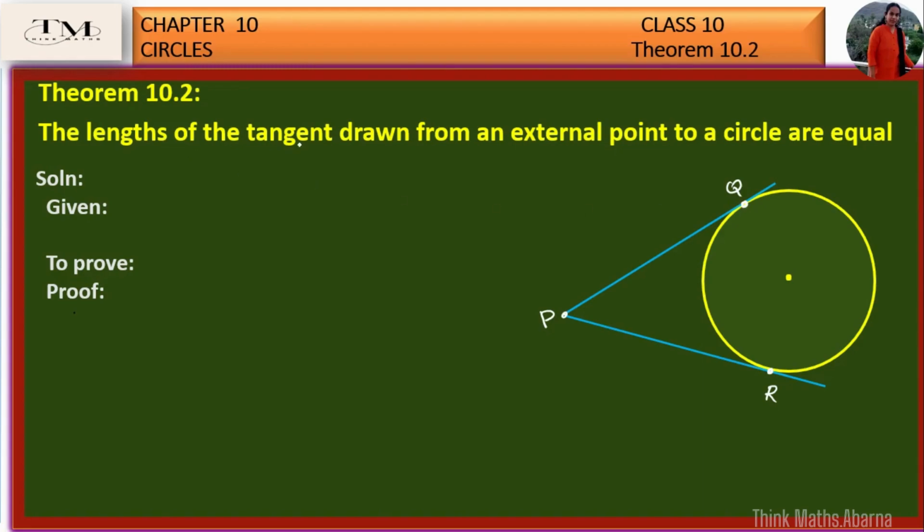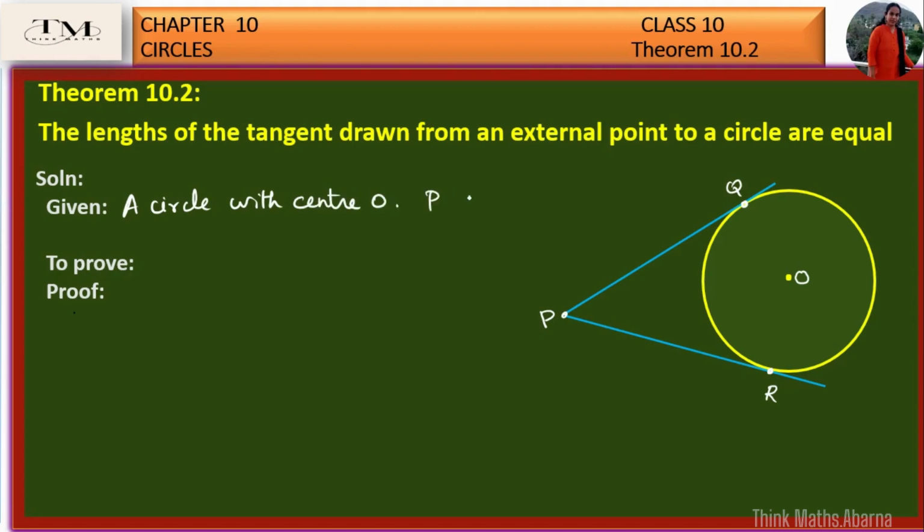So, the length of the tangent drawn from an external point. From an external point, we can draw only two tangents. So, we have drawn PQ and PR. We have to prove that these distances PQ and PR are equal. Now this is the circle with center O. So, let us assume what is given? A circle with center O. So, this is given.